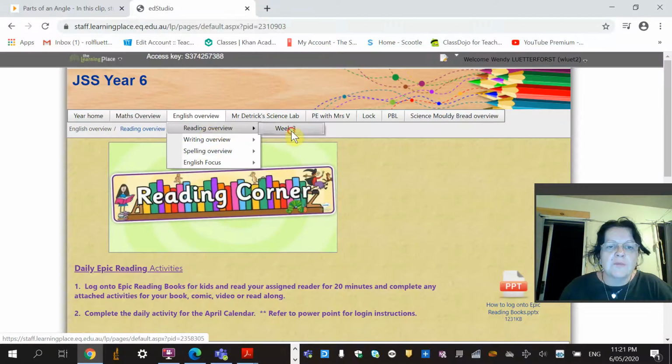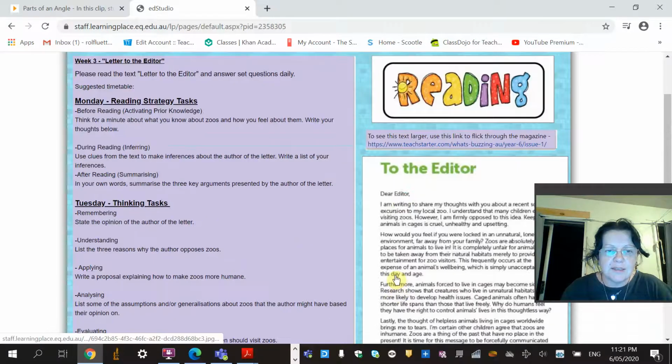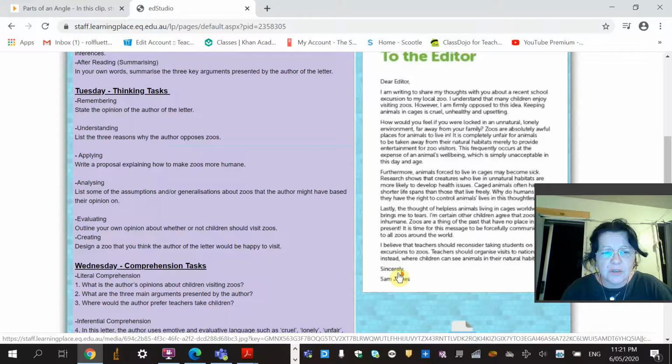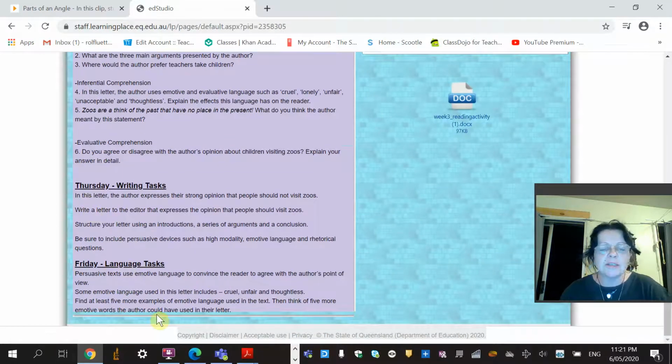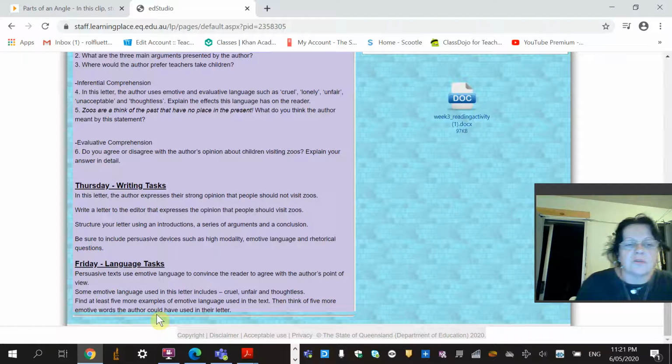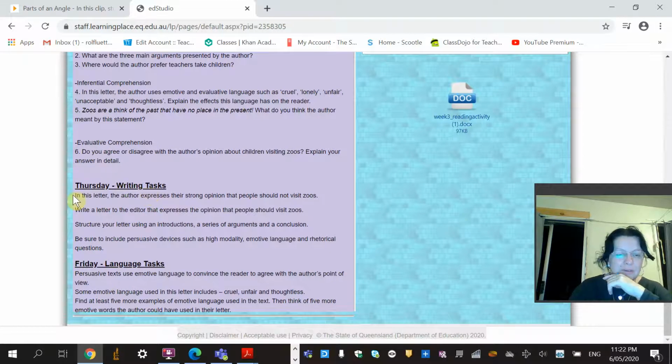Okay, so for week 3, our reading activity was based on the letter to the editor, and I'm not going to go through and read that again. What I would like to do today is do Thursday and Friday's activity. So today is a writing activity and Friday's is a language activity, and then it's done and we can get on and do some other things. So head that up, week 3, Thursday the 7th, and we're doing reading. Our first one is a writing task in the reading box.